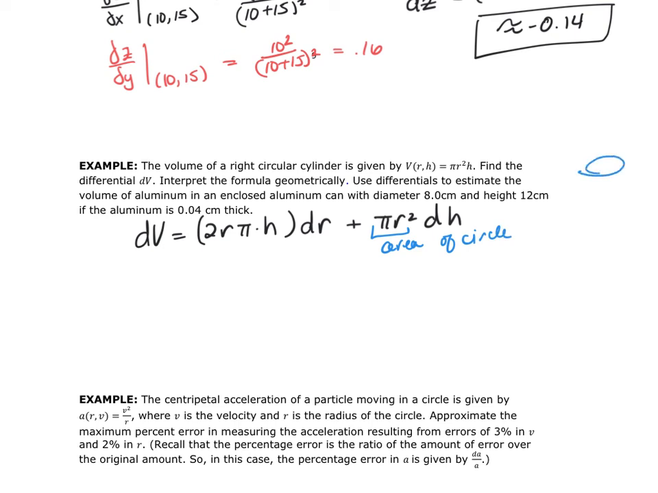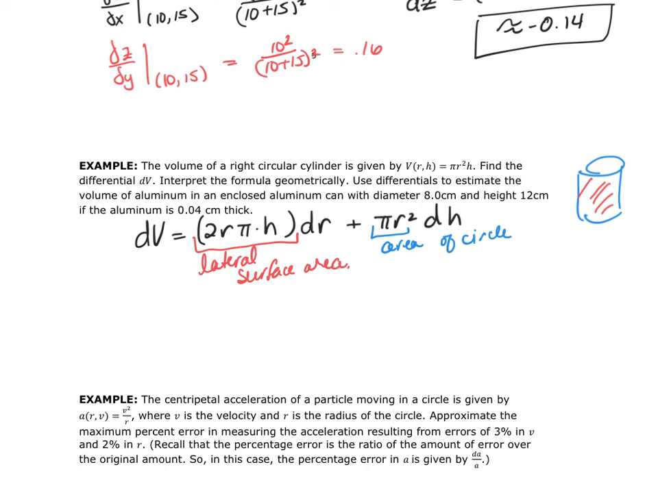Now we're looking at a cylinder, right? So that could be the area of the base, or it could be the area of the top. So it's the area of a circle. And then if we take a look at this part, this is the surface area of the cylinder, not including the base. So that's a lateral surface area.